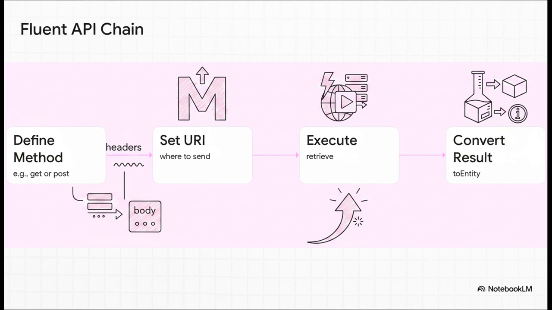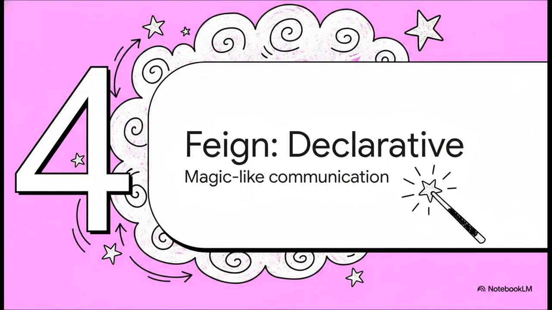You can easily just slip headers or body definitions right into this chain. It's clean, it's elegant, and it's a massive leap forward from the legacy approach. Section 4. Feign Client, the declarative way, magic-like microservice communication.